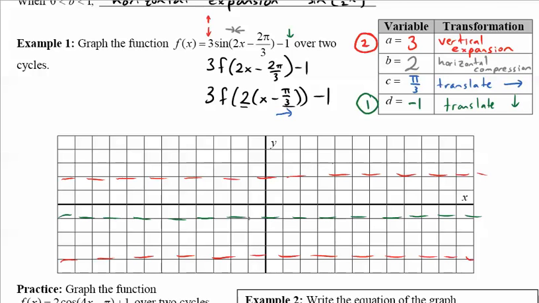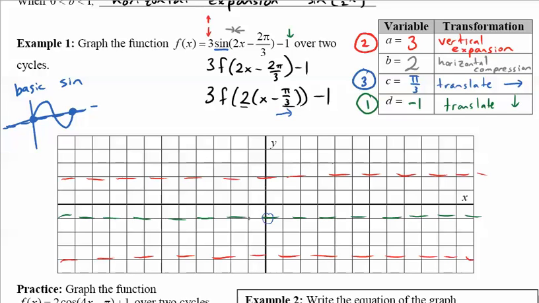So now the third thing I do is use my C value to find out where I have to start. And in order to do that, I need to know what the basic graph looks like. So I have sine here, so I want to know what the basic sine looks like. So the basic sine starts at 0, 0, goes up, and then down and comes back again. So the basic sine starts right on the middle, and then goes up to the top, down through the middle, and back again.